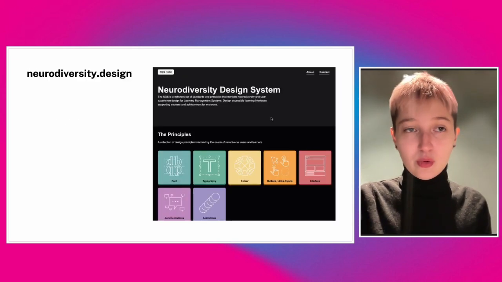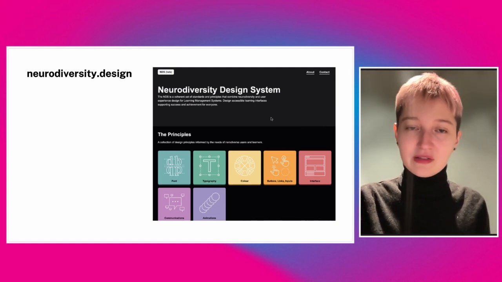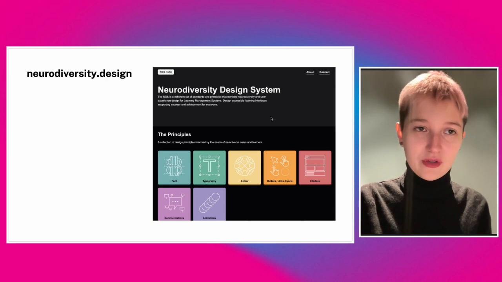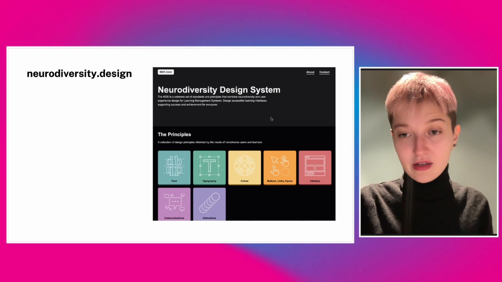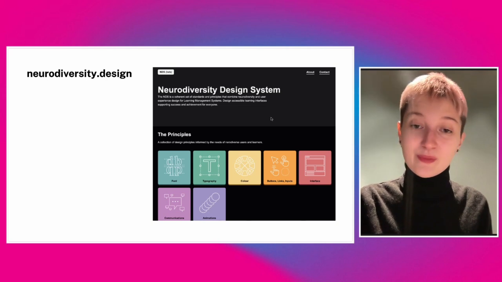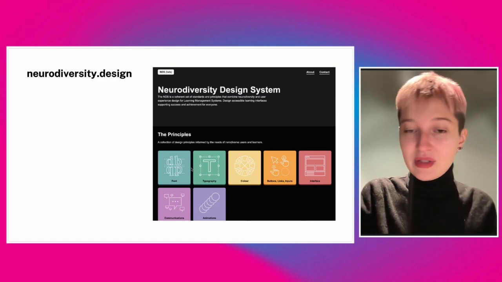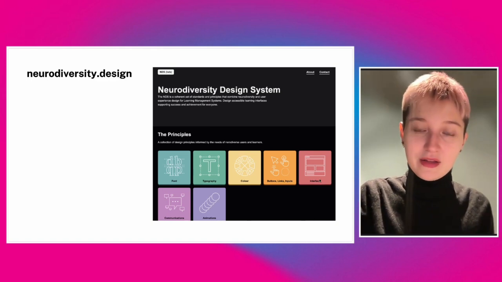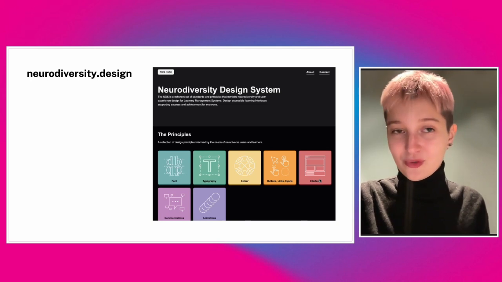And when it comes to sources about design for neurodiversity specifically, there is this one pretty new website called neurodiversity.design. It's still in beta, but even at this stage, there are plenty of interesting insights in there about the fonts, about typography, about interfaces in general, and other things that designers should find useful.